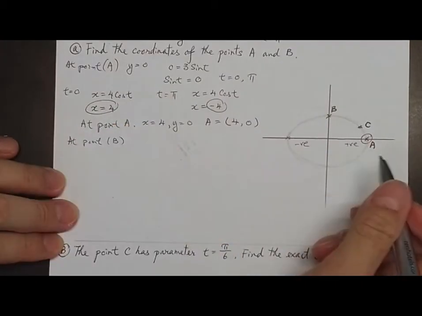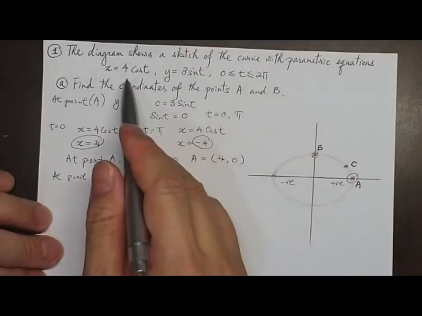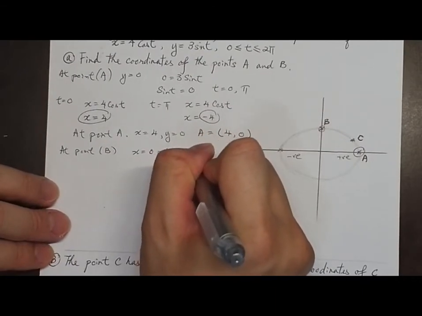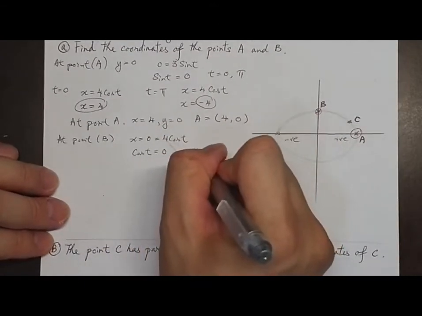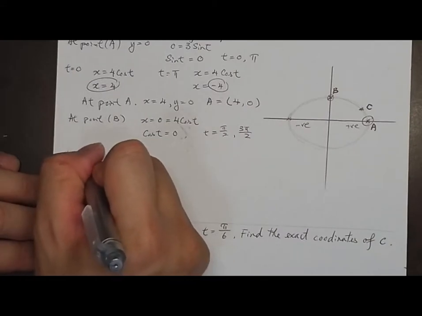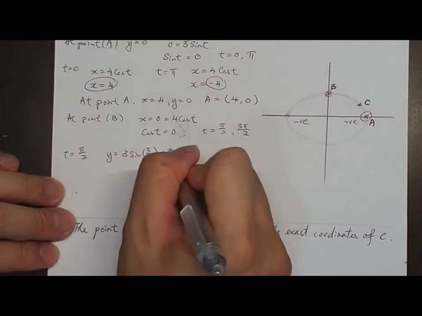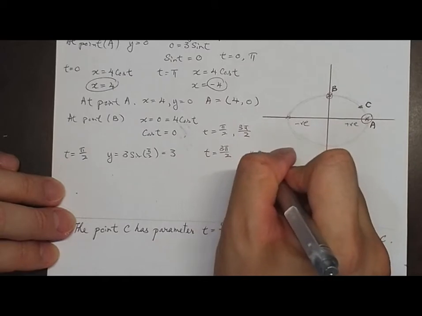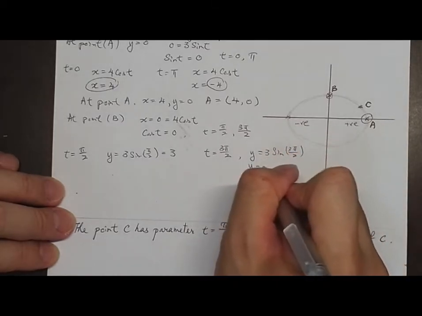And at point B here, x is equal to 0, and x is equal to 4 cosine t. So 0 equals 4 cosine t. That means cosine t is equal to 0, and t is equal to pi over 2 or 3 pi over 2. When t is equal to pi over 2, y is equal to 3 sine pi over 2, which is equal to 3. And when t is equal to 3 pi over 2, y is equal to 3 sine 3 pi over 2, and y is equal to minus 3.